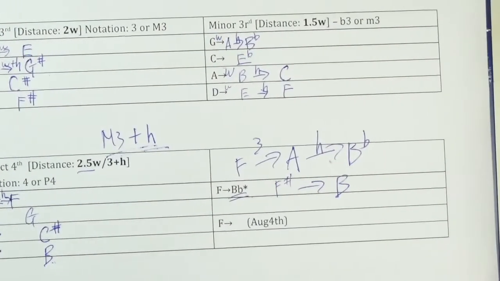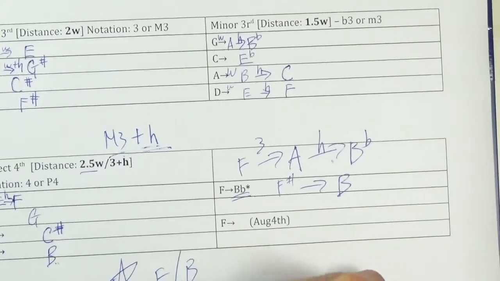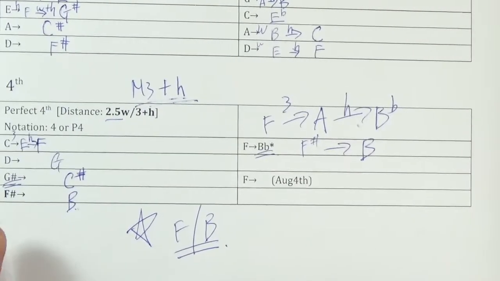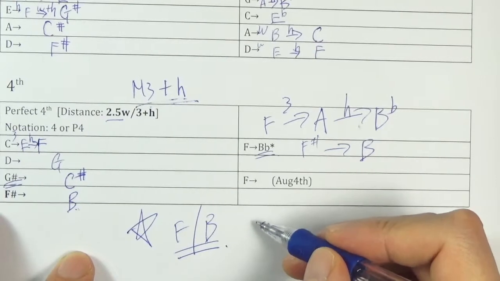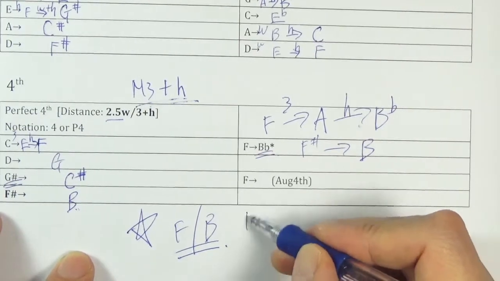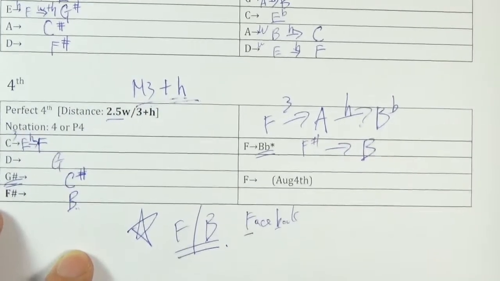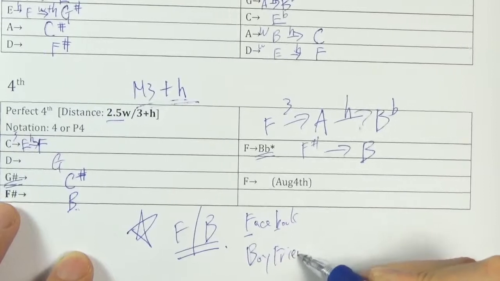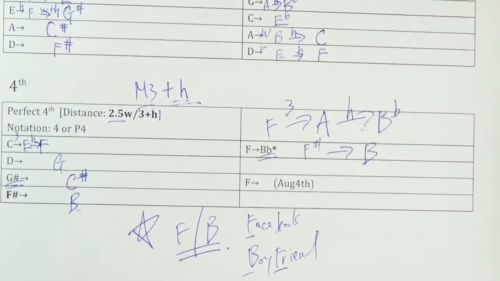So just remember when F and B appear together, you have to be super careful. My way of doing it is you can think Facebook. Facebook is evil, or boyfriend. When these two letters appear together, you have to be super careful.